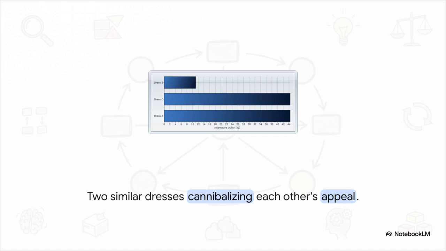Naturally, she strongly prefers dress A. But then, a third option, dress C, is introduced. And dress C is almost exactly the same style as dress A. Suddenly, the woman worries about someone else wearing the same style to the event.